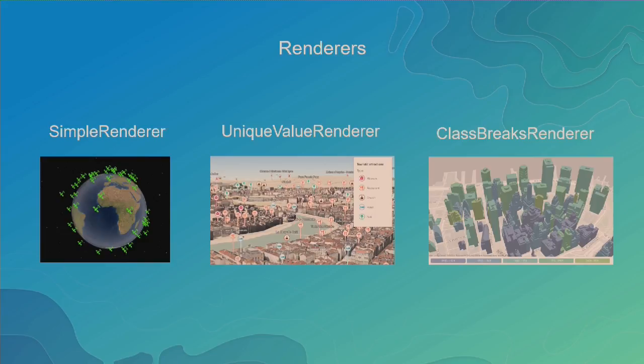The unique value renderer allows you to categorize your data. So what Raluca showed with the icons, you might have lodging options or food options, maybe other points of interest or parks. You're going to assign those types different symbols using that renderer.